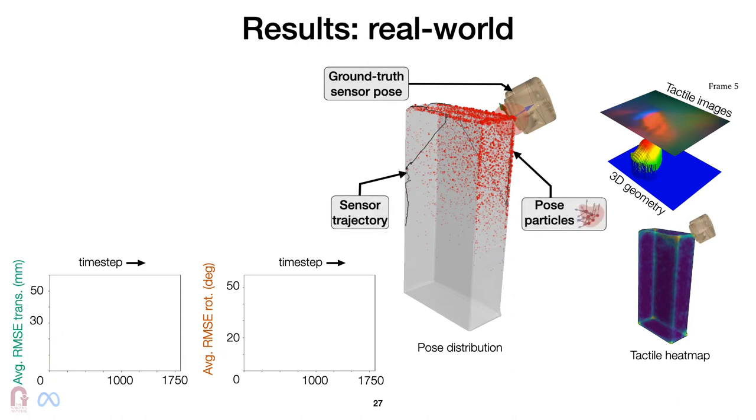With MidasTouch, we can track an evolving distribution of pose candidates on an object. Here we can see the ground truth sensor trajectory, the pose particles on the object, and the global sensor likelihood as a heat map, along with the tactile images and the 3D geometry we derive.